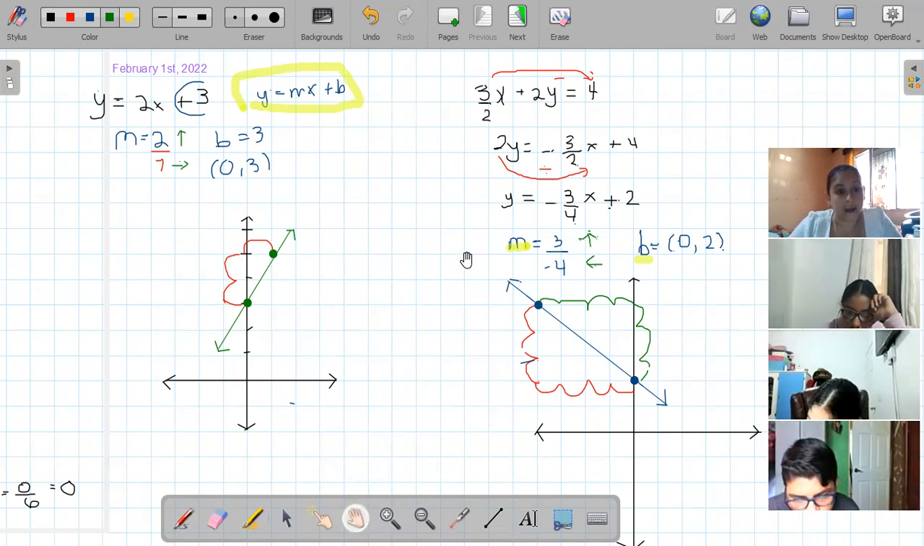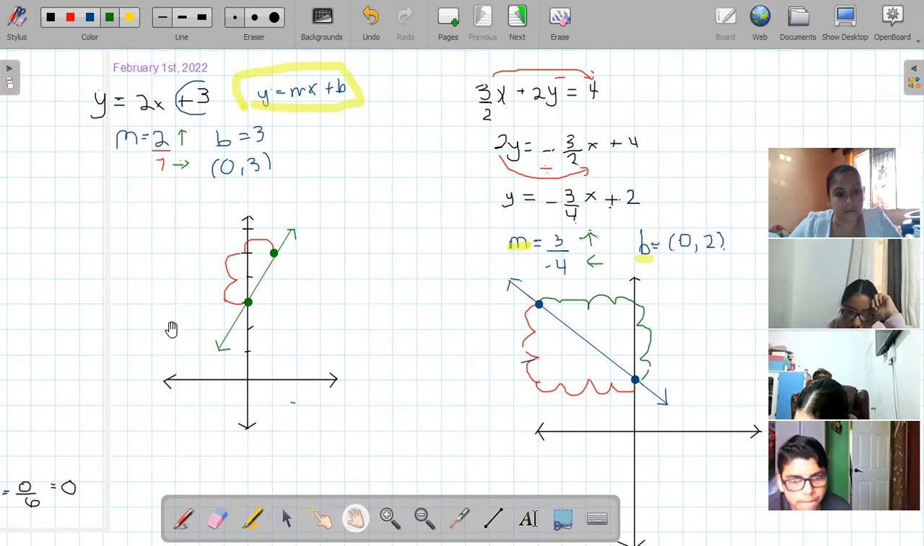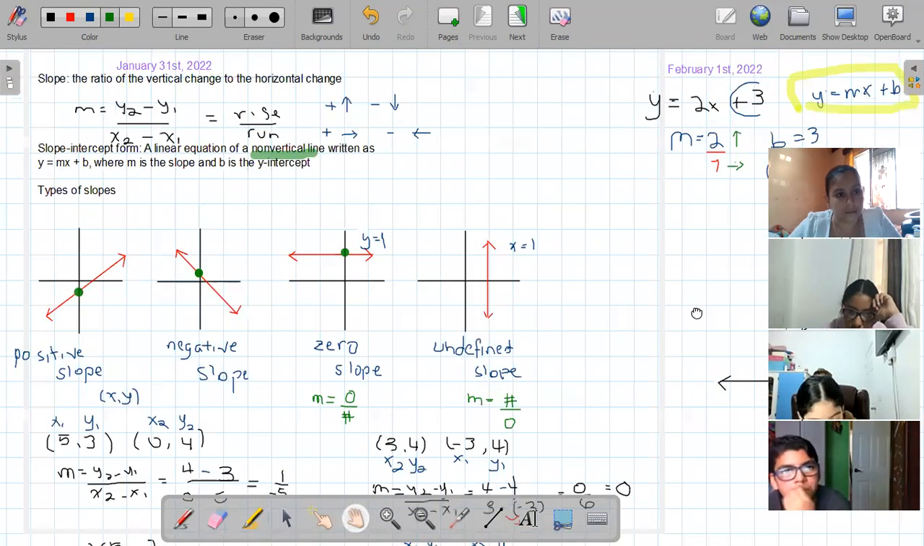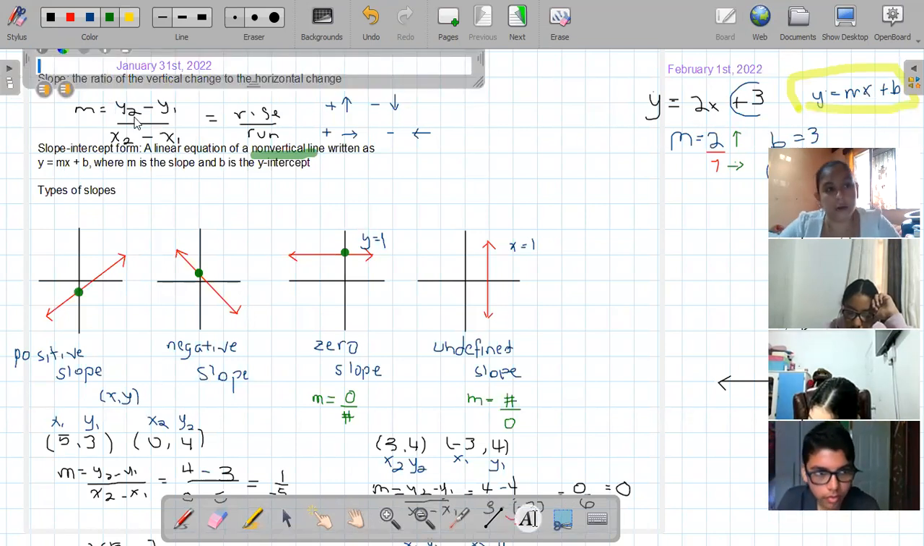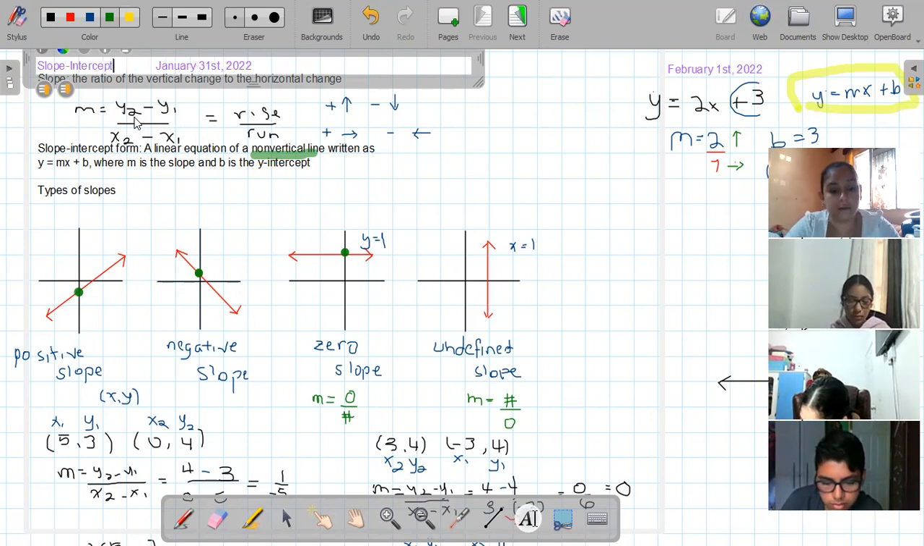Okay, now we can place the topic's name. What is the topic name? It's in the definitions. What's the topic name? Slope-Intercept Form. Exactly, Slope-Intercept Form.